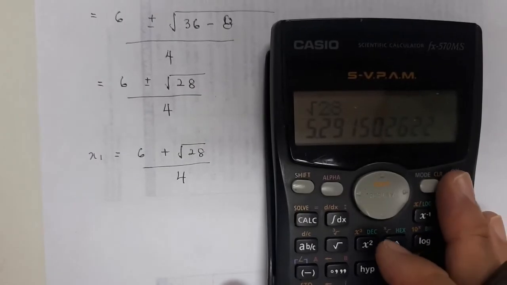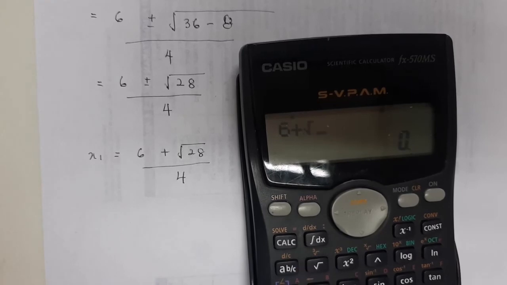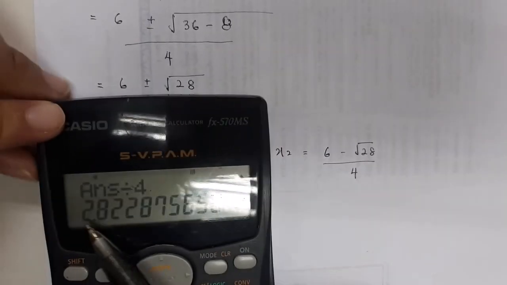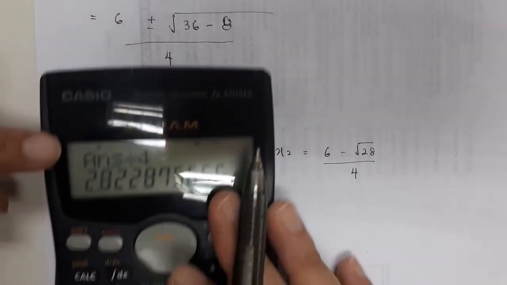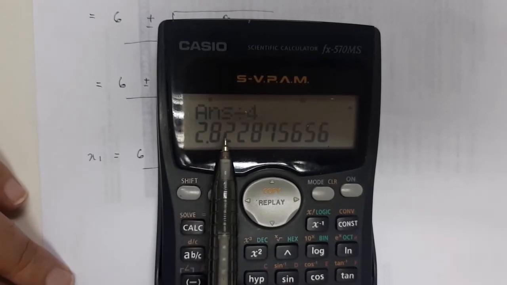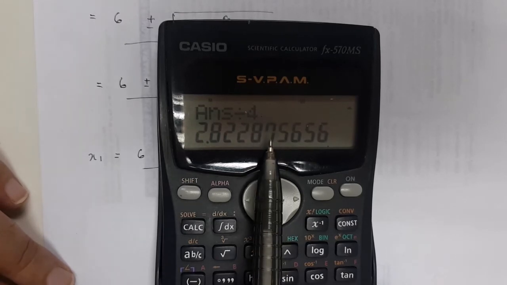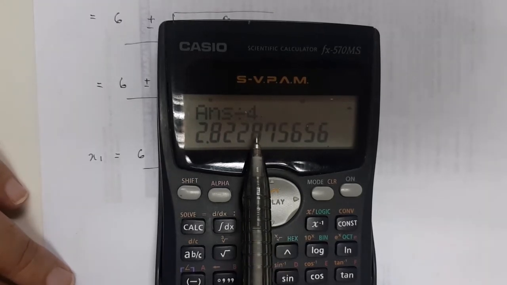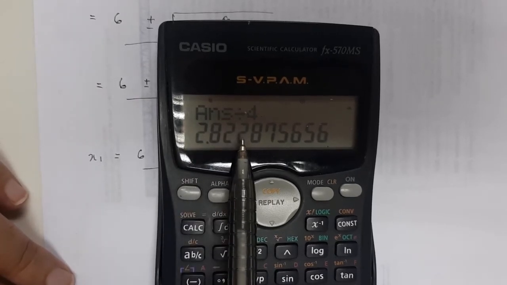Okay, let's find the first value of x, x1. 6 plus square root 28 divided by 4. Okay, 2.82287556. Okay, we want to stop at 4 decimal places. So 2.8228. Look at the number after 8, 7, meaning that kita kena bundarkan 8. Jawapan akhir adalah 2.8229.